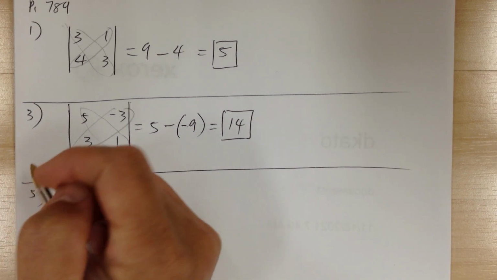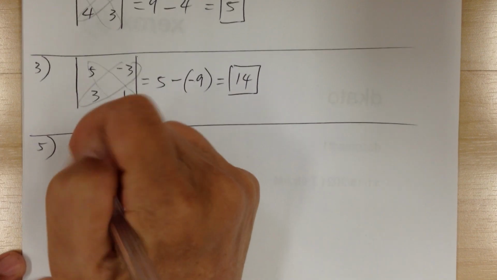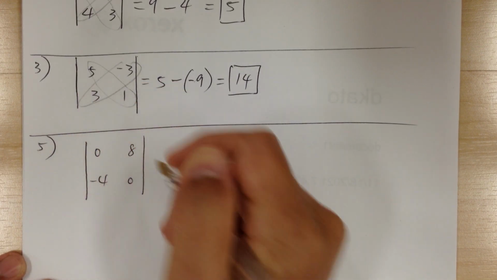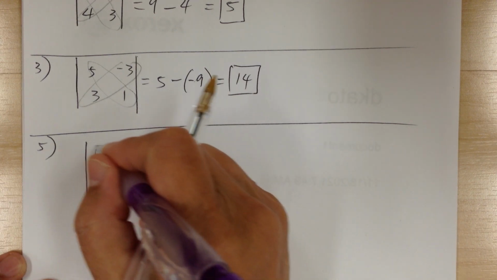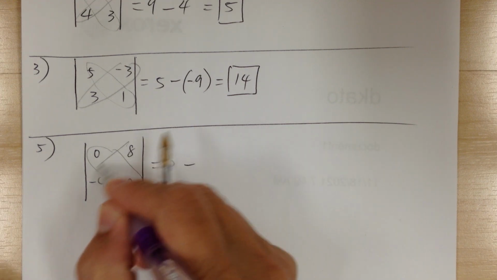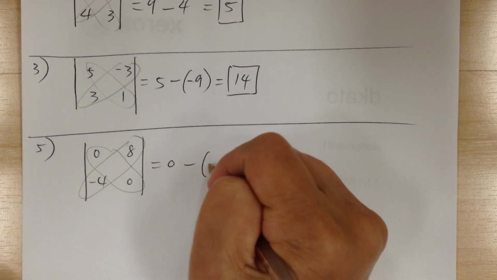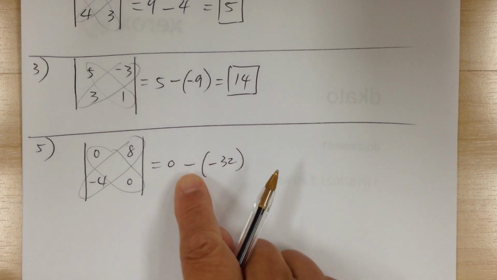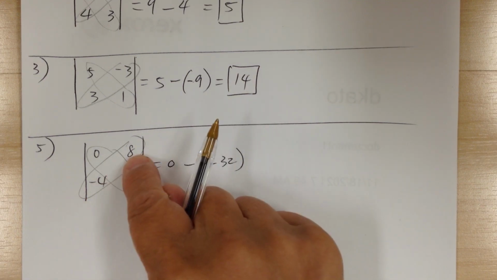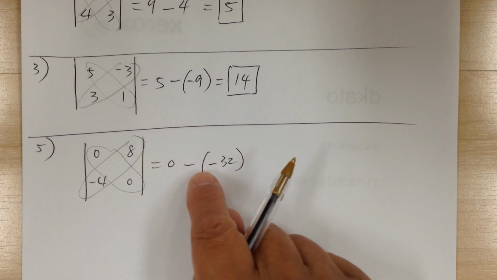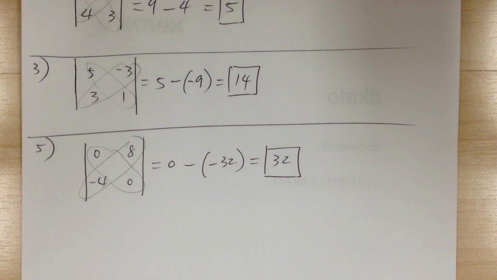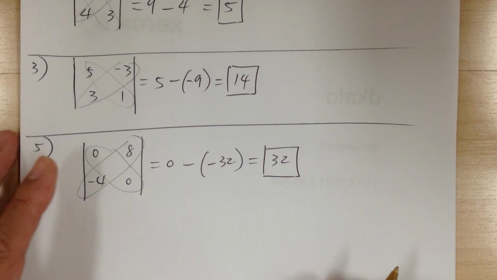Okay, number 5. You got 0, negative 4, 8, 0. Okay, so go diagonal this way. So they equal to 0 minus. Okay, this way would be negative 32. Again, so whenever going this way, it's minus. Okay, and negative 4 times 8 is negative 32. So keep track of your negatives, and so they equal to 32. Okay, let's go to the next one.